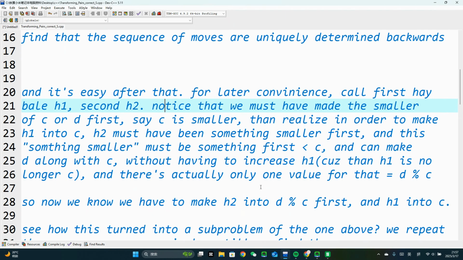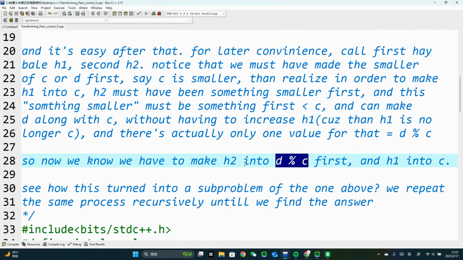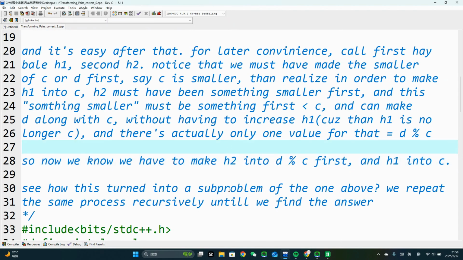That only value is D mod C, right? Because then we can just use one D mod C plus a few C's, specifically D divided by C number of C's, along with that one D mod C, and then we get D, which is what we need for H2. So initially, H2 must have had D mod C hay bales in it. And knowing this turns it into a subproblem of the one above. We can repeat the same recursive process until we find whether it is possible and the number of steps.